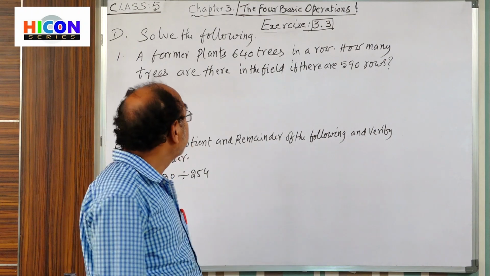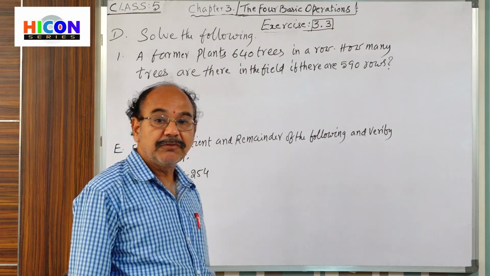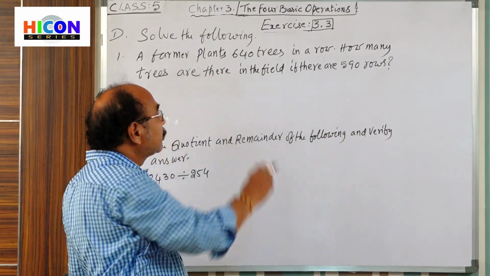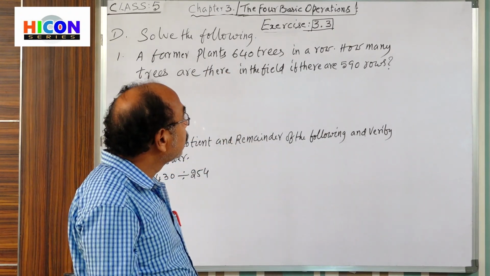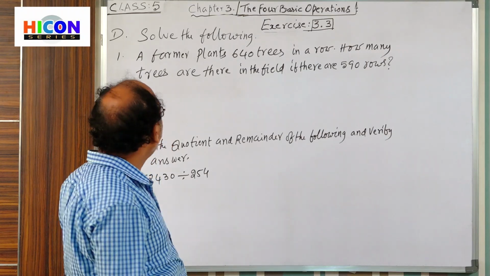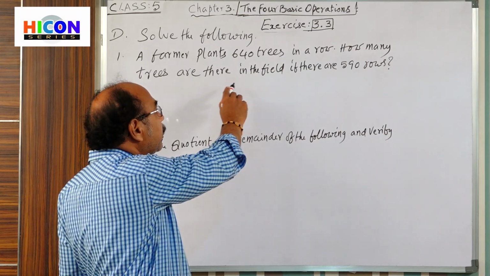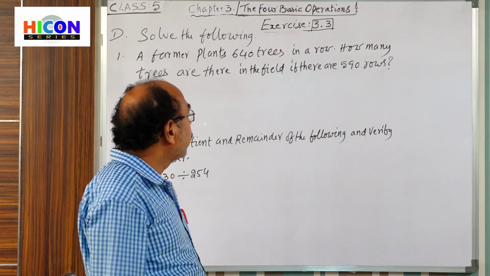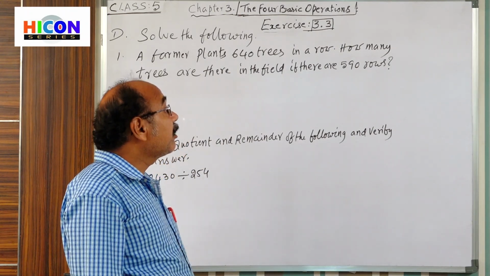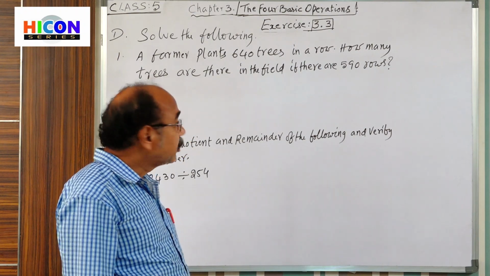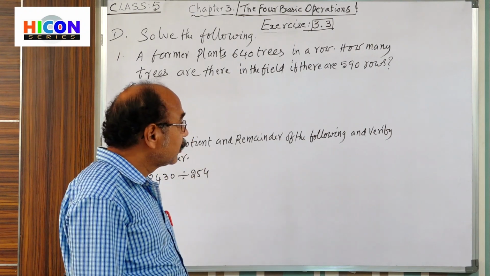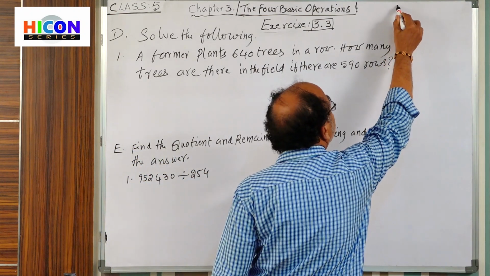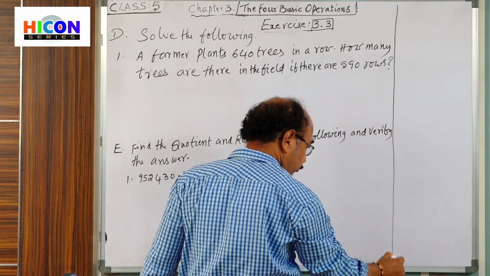Okay, children. What is the given problem? A farmer plants 640 trees in a row. How many trees are there in the field if there are 590 rows? That is the problem. Okay, children, here we can give one margin for the rough part.